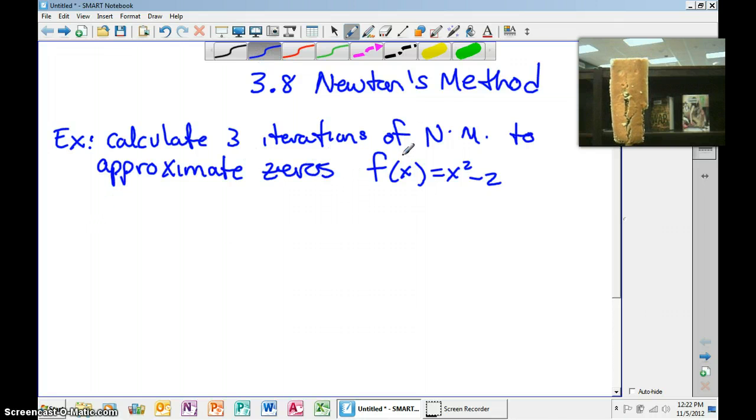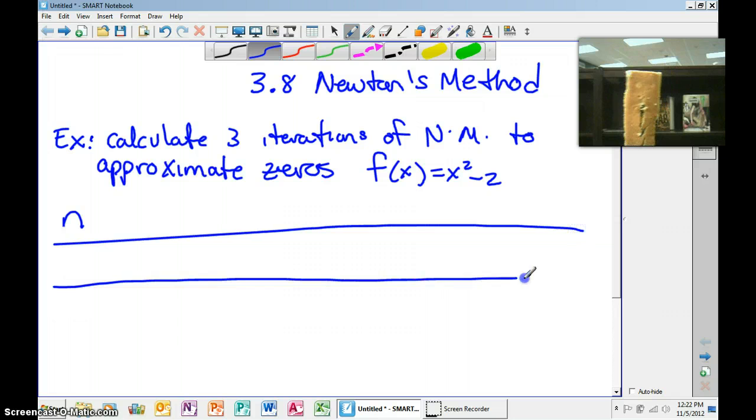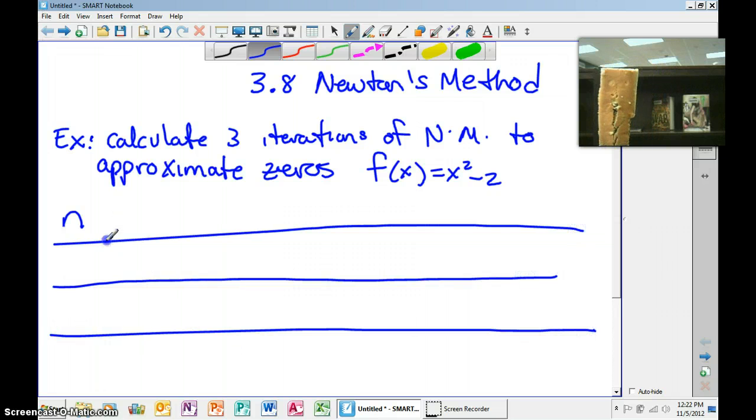Right, Newton? Okay. So the way we're going to do this is we're going to iterate. We're going to have 3 iterations of NM. That's Newton's method, by the way. I just got a little lazy. So N is our amount of iterations, and we're going to have 3 of them. Make a little table here. Then we're going to have an x value that we're going to guess at.